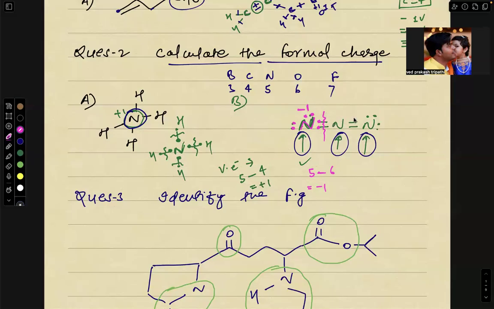Now look at the middle nitrogen. You can break this one as well. So 1, 2, 3, 4. So valence electrons is 5 minus total electrons around nitrogen, 4. 5 minus 4 is plus 1. So the middle one is plus 1. Now look at this terminal nitrogen. It looks the same as the left. So 5 minus 1, 2, 3, 4, 5, 6, minus 1. So this one is minus 1. Make sense?